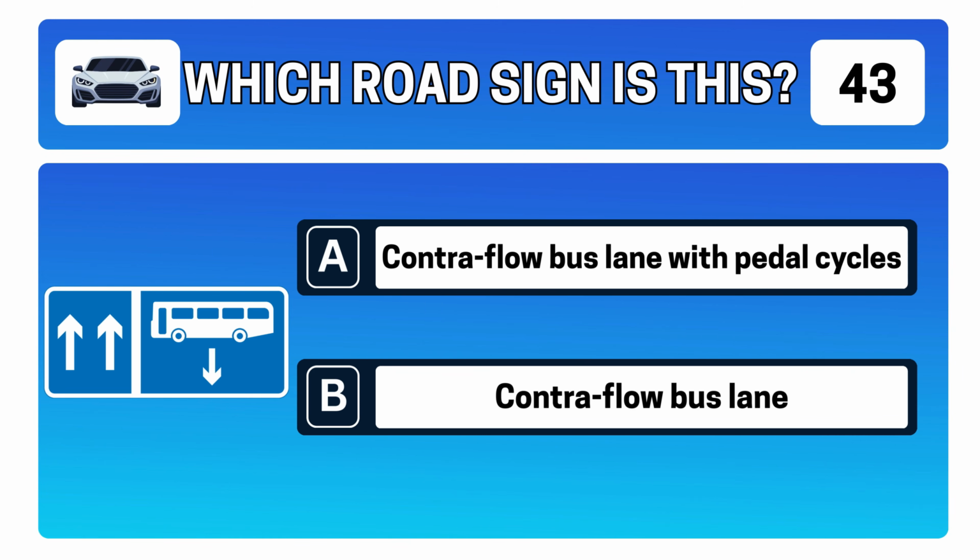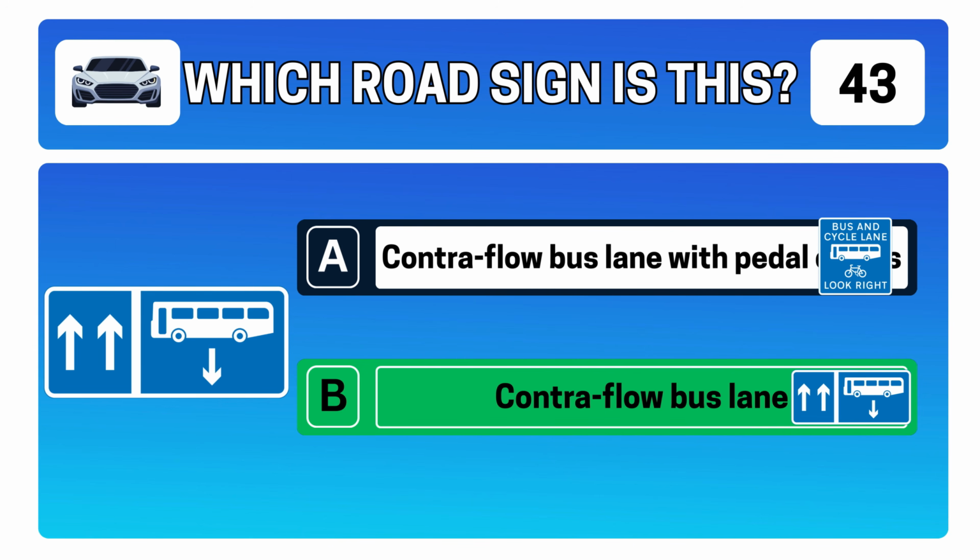Which road sign is this? A. Contraflow bus lane with pedal cycles. B. Contraflow bus lane. Exactly. This is the contraflow bus lane sign.